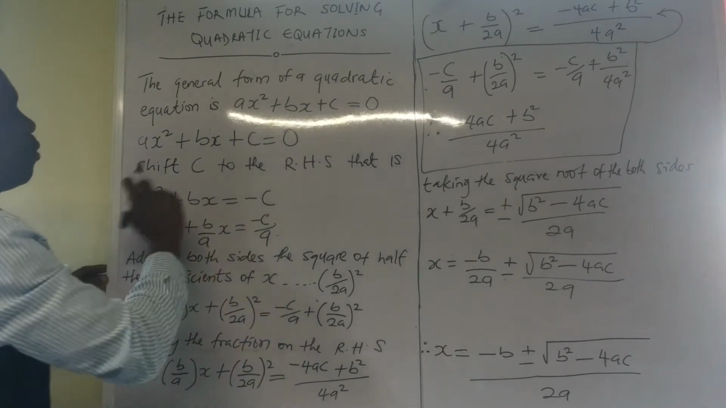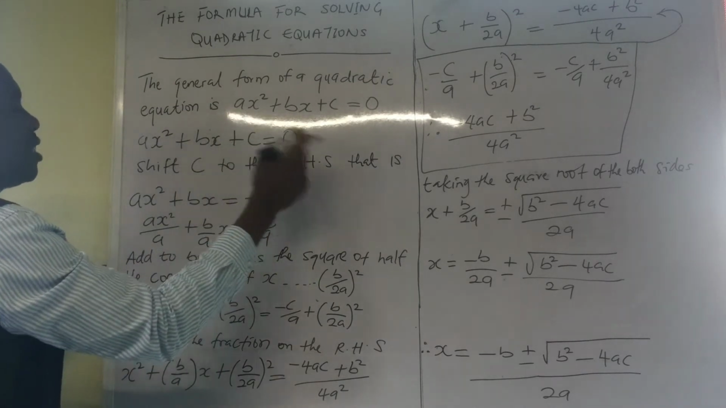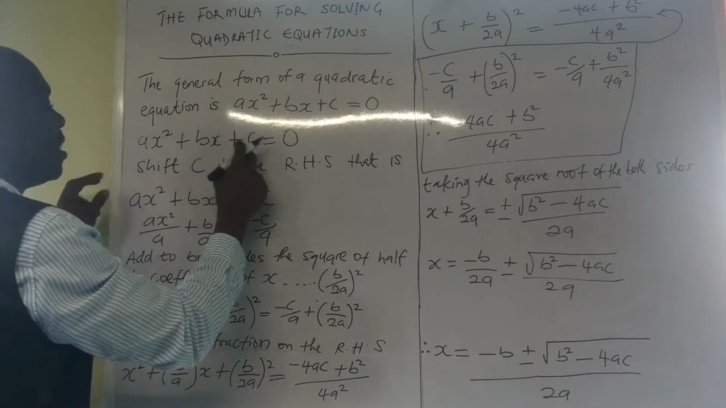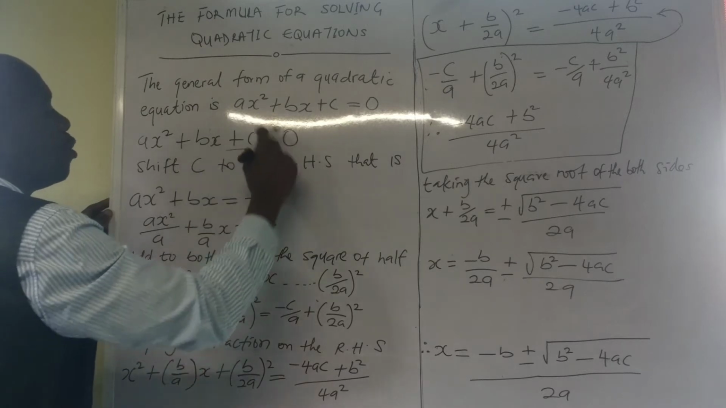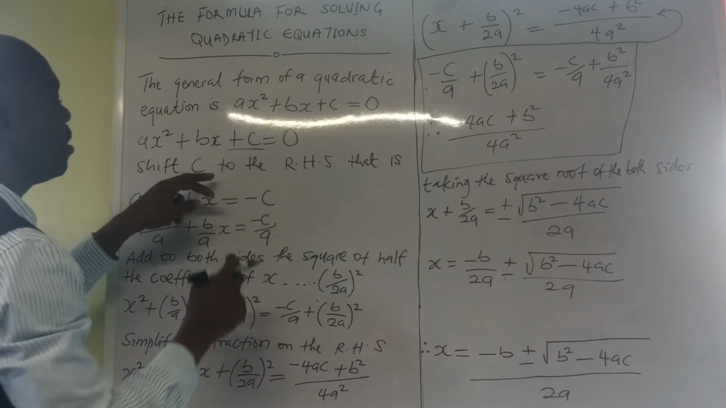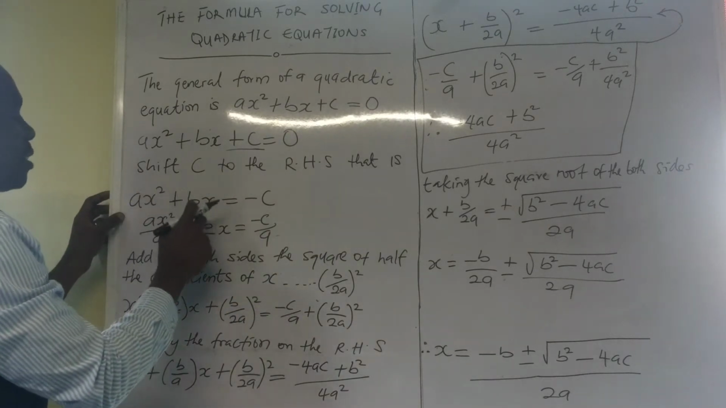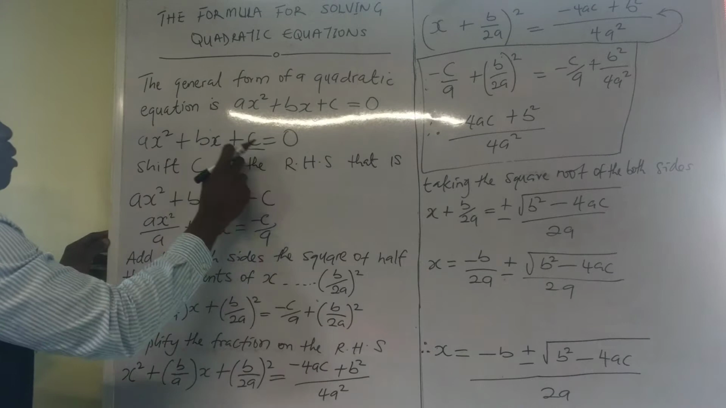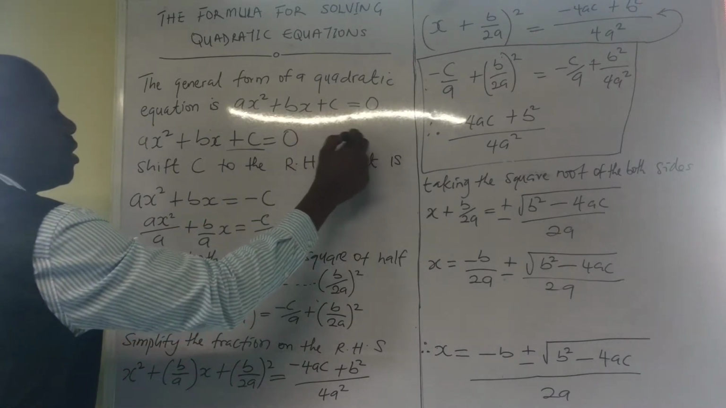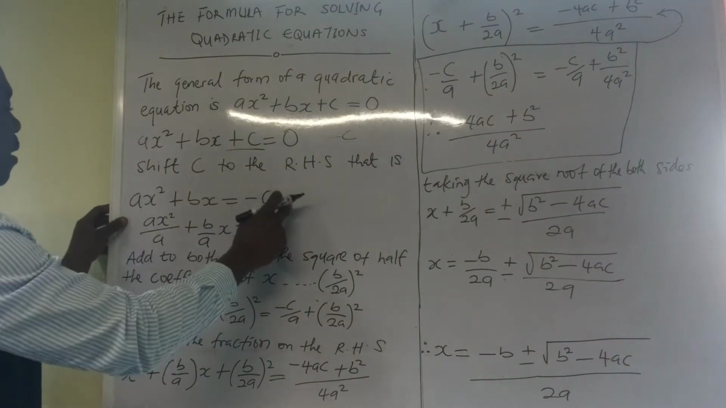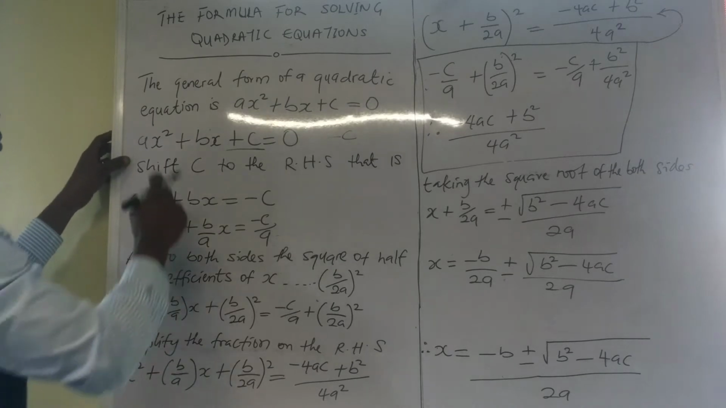That is, we say ax squared plus bx plus c equals 0. That means we shift the c, like we always said in our previous video. This c, we shift to the right hand side. That is ax squared plus bx equals minus c. So this positive c, once we come to this side, it will change to negative c. Then from there, we now use the first coefficient here to multiply all through.